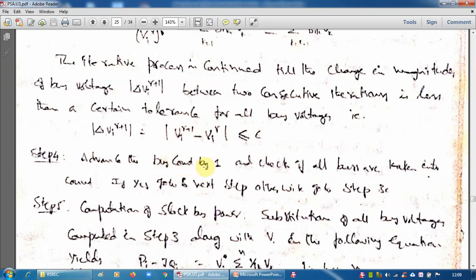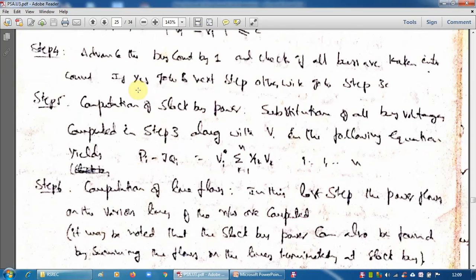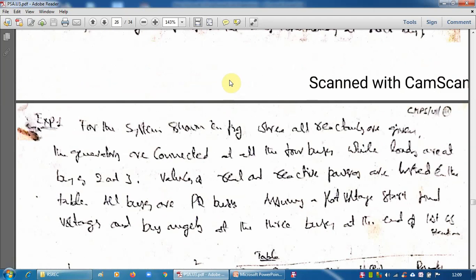The next step is to advance the bus count by 1 and go for the next bus. That is, for each bus, after calculation of this value, just check this and go for the next bus. Like that, all the bus voltages are calculated. So calculation of all bus voltages is over. Next, finally, calculation of slack bus power and calculation of line flows from the above expressions. Like that we have to do.